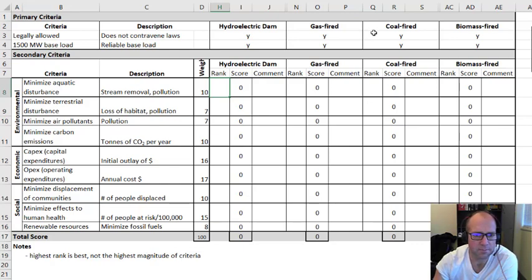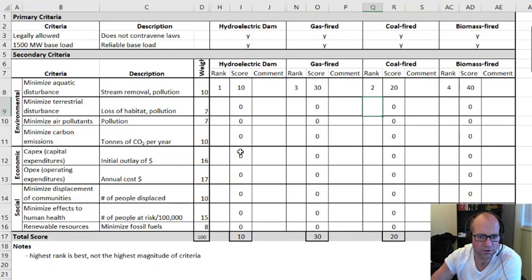Probably coal would be more pollution than the gas-fired, and maybe the biomass-fired would be a little bit cleaner. But I think it's fair to say that the hydroelectric dam would have by far the largest aquatic disturbance, so that gets a 1, because remember the highest score is the best. And if we say that the biomass fire would have 4, gas-fired would have a 3, and a coal-fired would have a 2. Now, maybe these scores are incorrect.